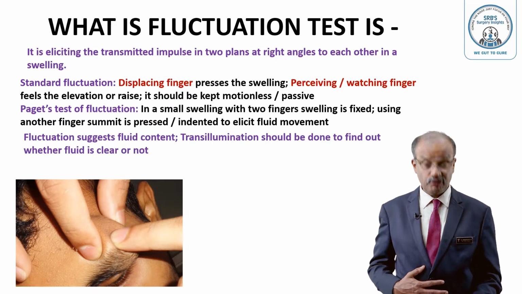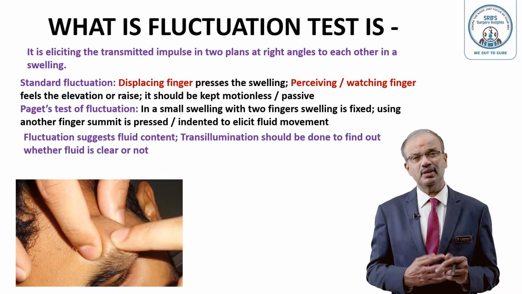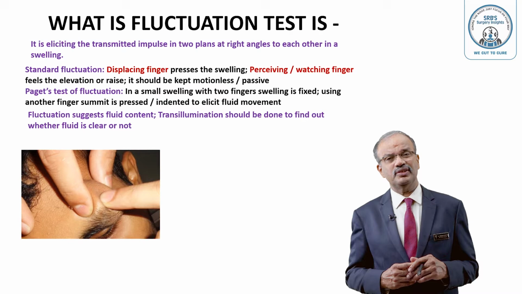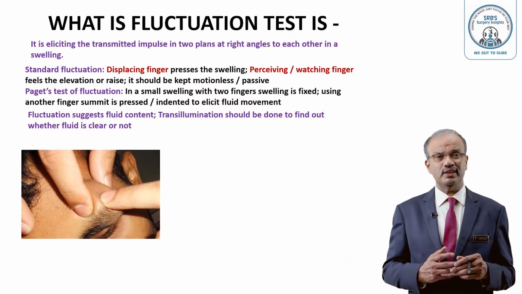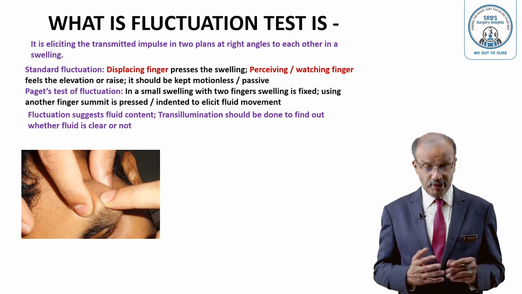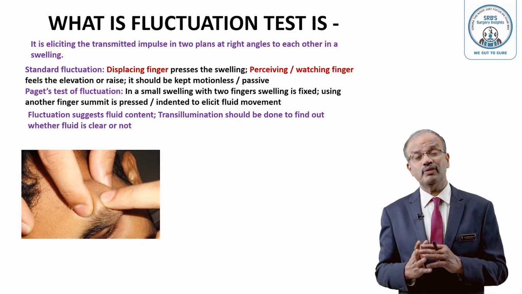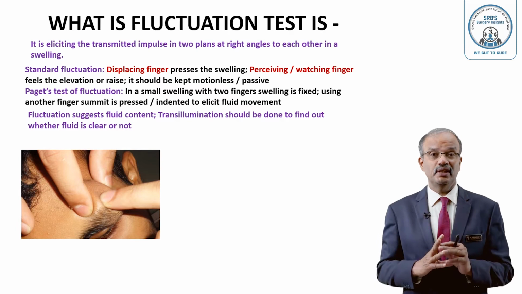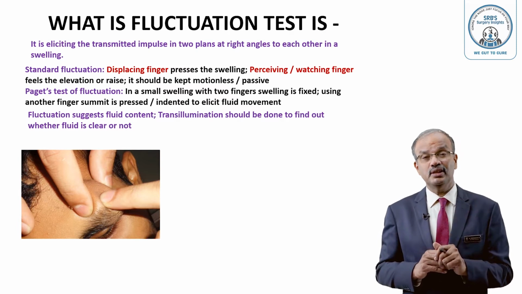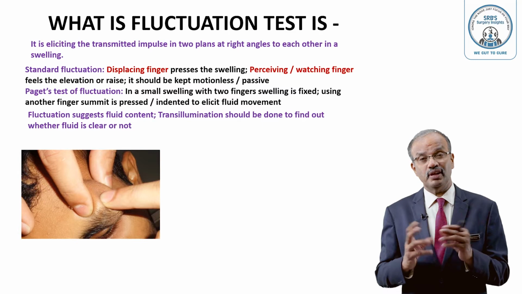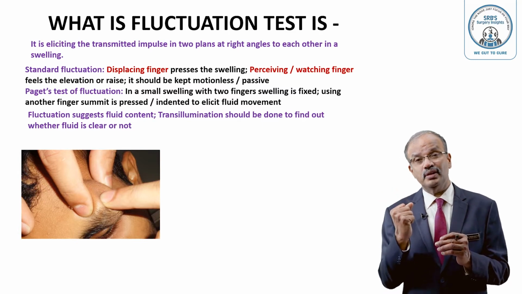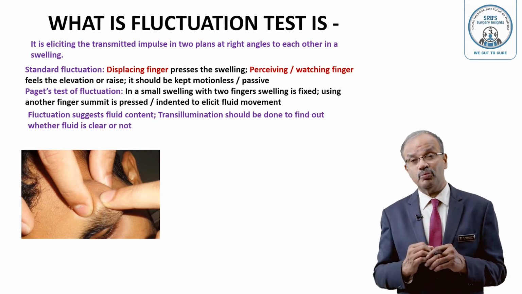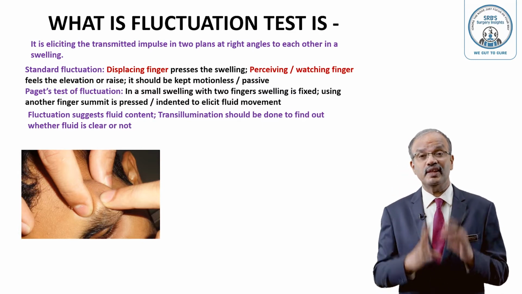So, fluctuation suggests fluid content. A sebaceous cyst contains fluid, and so do dermoid cysts, lymph cysts, and all the many cystic swellings. Now, if it is fluid, how do we differentiate whether it is clear fluid or not? Then you have to do the transillumination test: focus the light from a pen torch on the swelling, and for a large swelling use the transilluminoscope. Ideally you should do that in a dark room. If there is illumination identified with the transilluminoscope, then it is transilluminant, which means there is clear fluid.